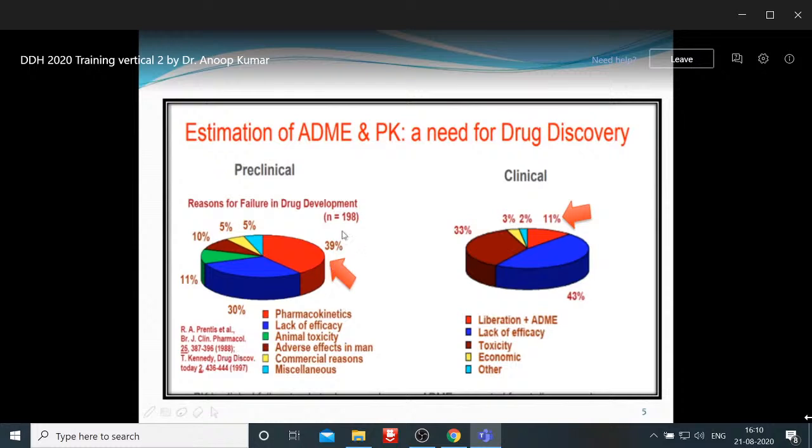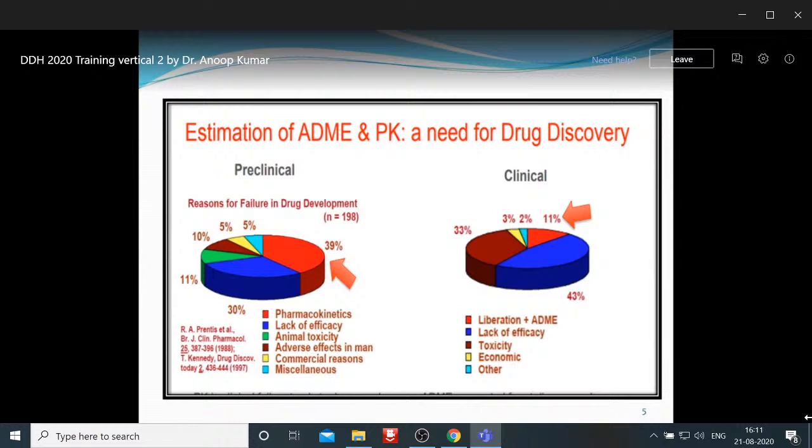So this percentage might now have changed due to early predictions of these activities through computational tools. But again, a lot of molecules fail in the later stages of drug development due to their poor pharmacokinetic profiles. In clinical trials also, when we have studied everything in animals, in vitro, followed by in vivo systems, and when we put the molecules in phase 1 clinical trials, a lot of molecules fail due to their poor pharmacokinetic properties.